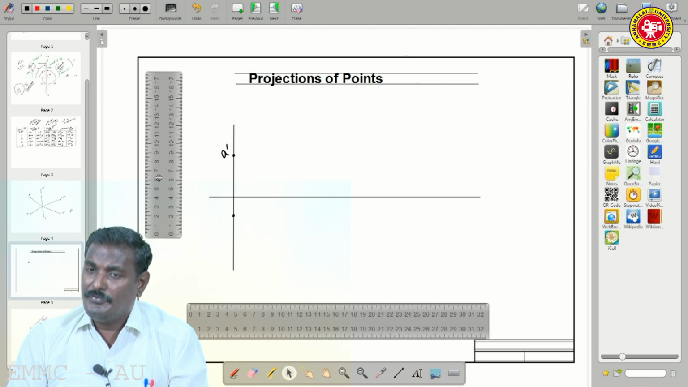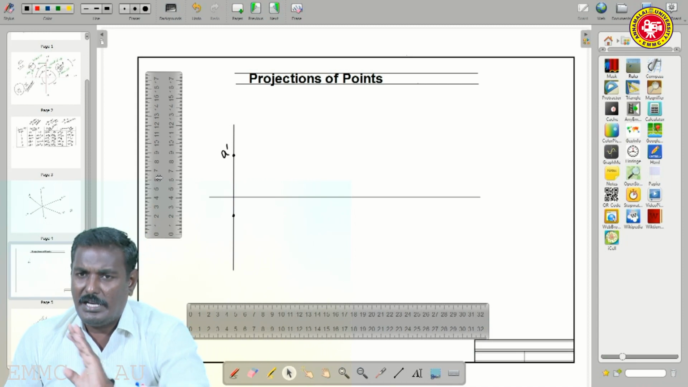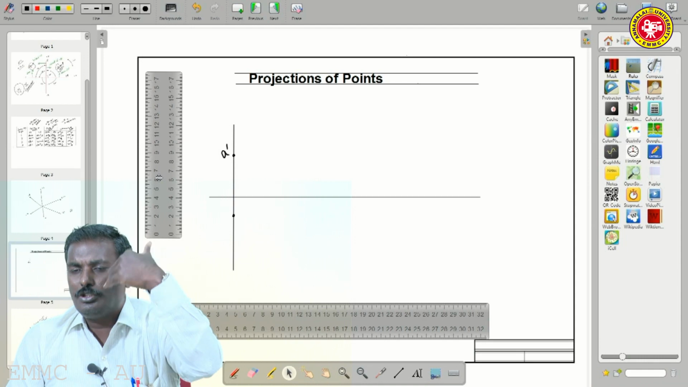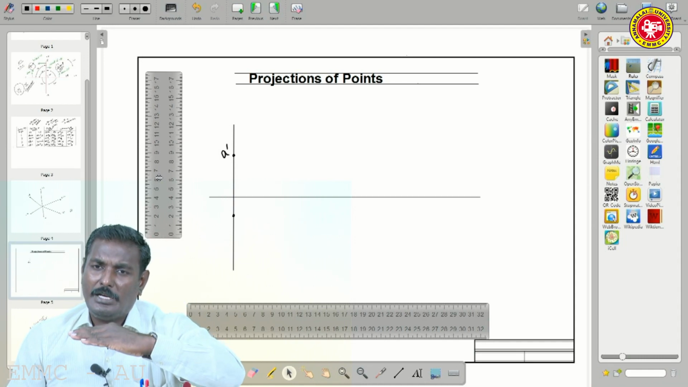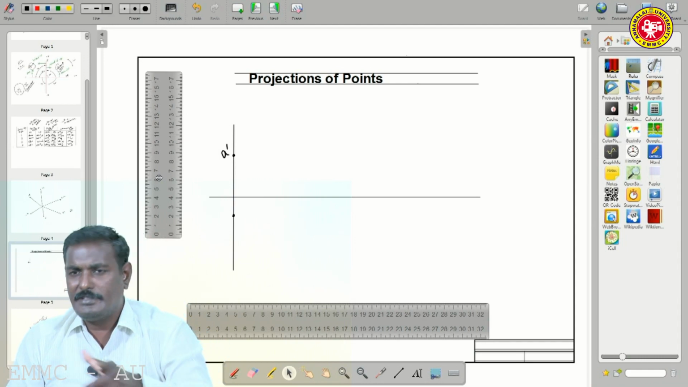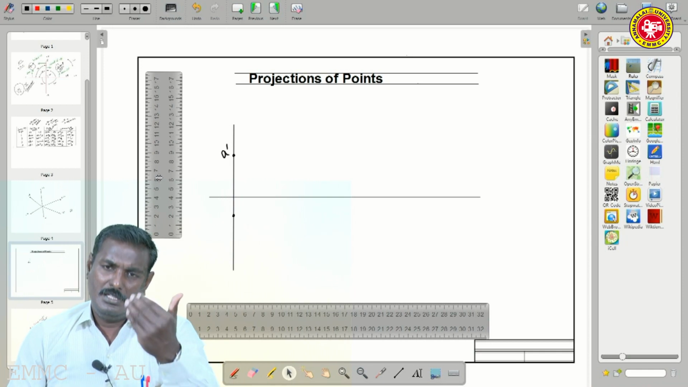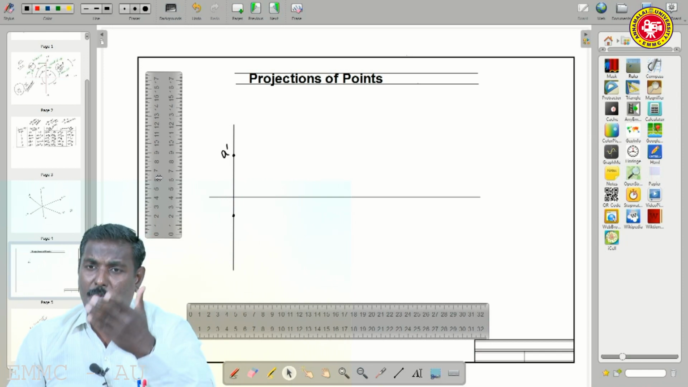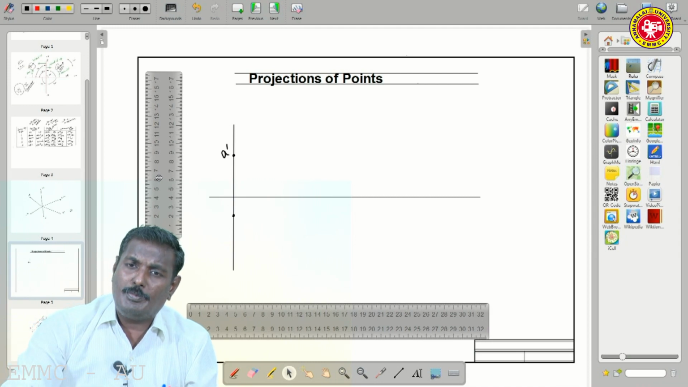Before you draw any horizontal line, please set the top border or bottom border as parallel. After confirming, draw a horizontal line. The other scale is perpendicular. By use of that, draw a perpendicular line. By use of that only, draw a projector.